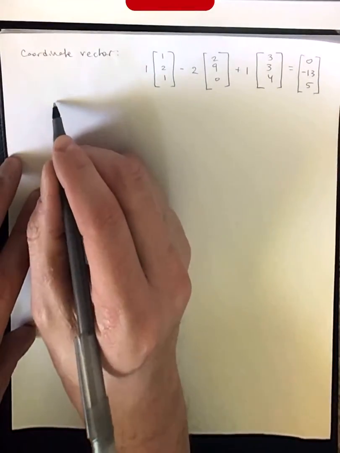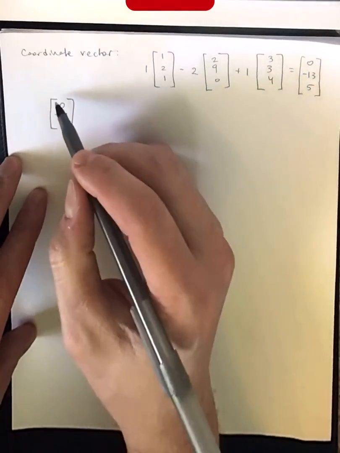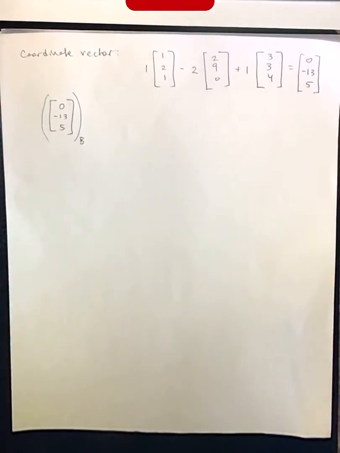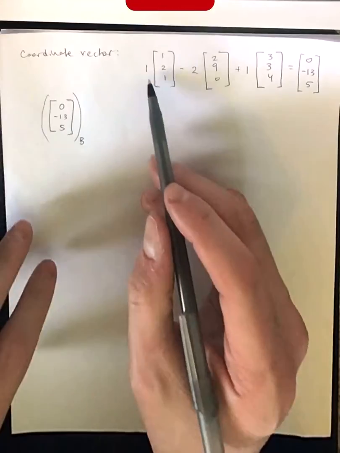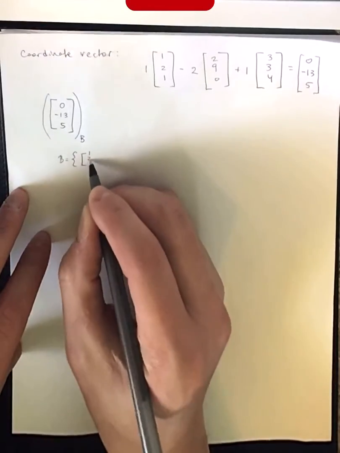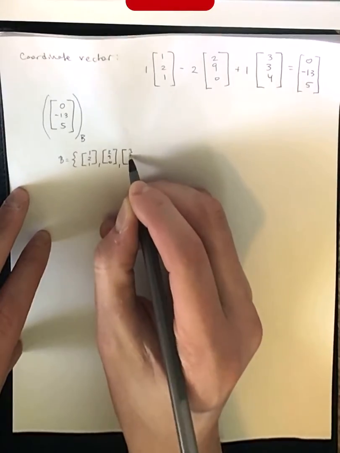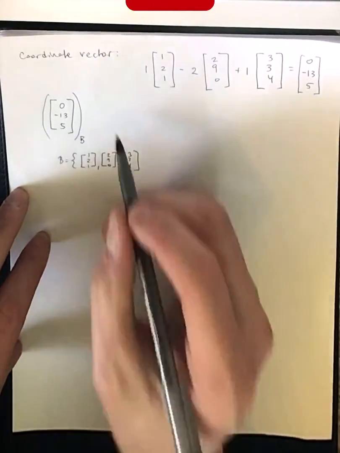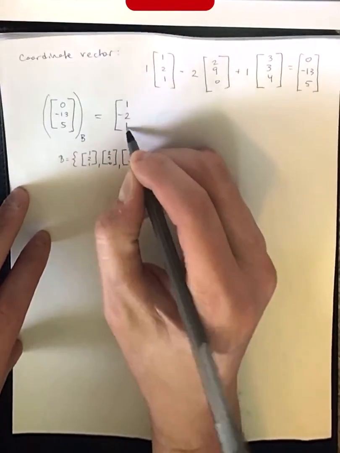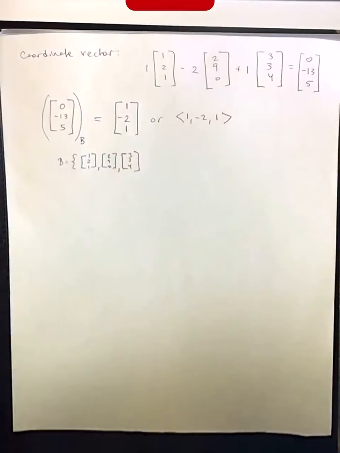And the way that we write that, so I have 0, negative 13, 5. We typically write parentheses around that, and we'll write a subscript B if B is this particular basis. Maybe I should write that here. So the coordinate vector relative to that basis is the vector 1, negative 2, 1. And you could write it like that, or you could write it like this. Again, it doesn't really matter how you want to write that.